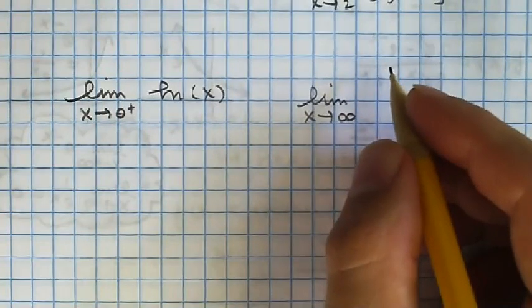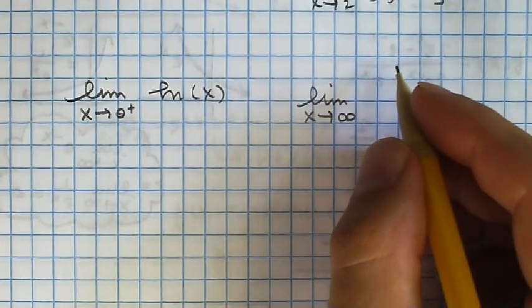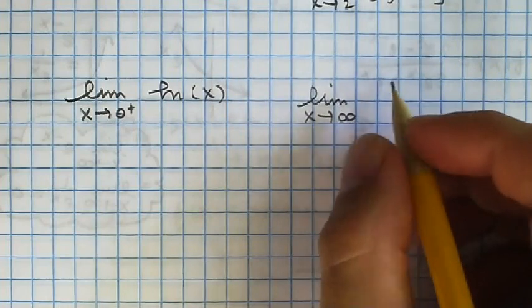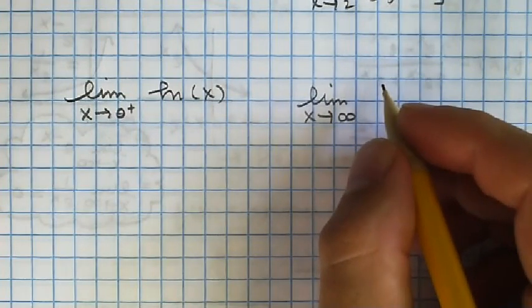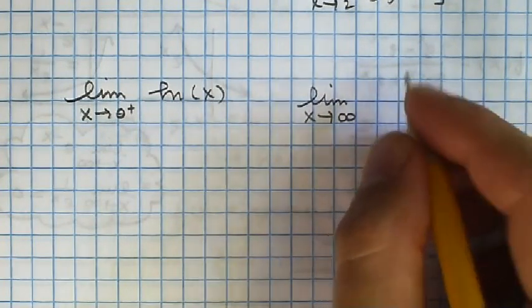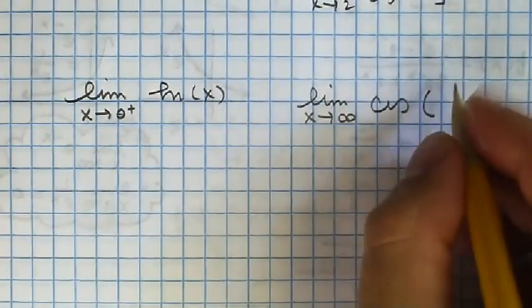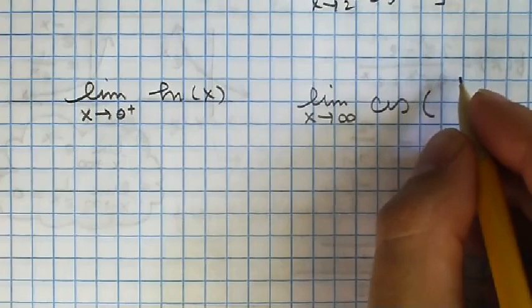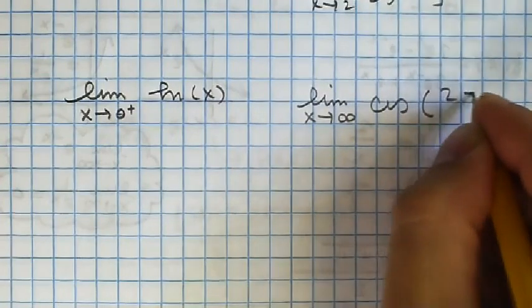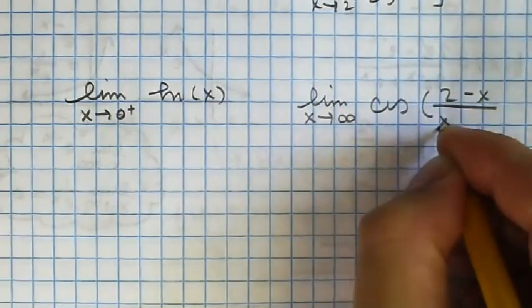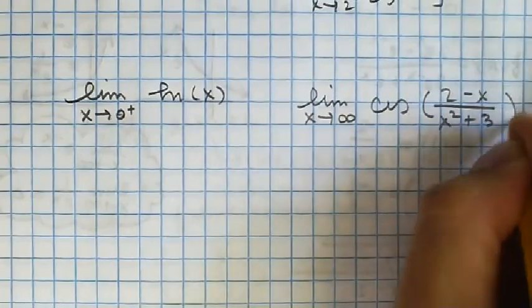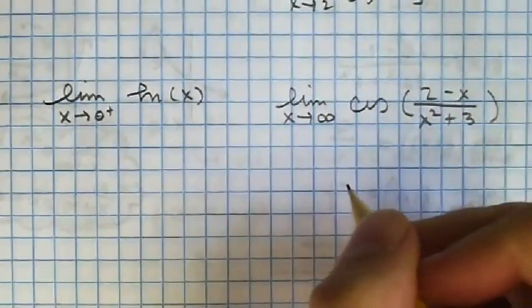Limit as x approaches infinity of, just a second. Something like cosine of something complicated.